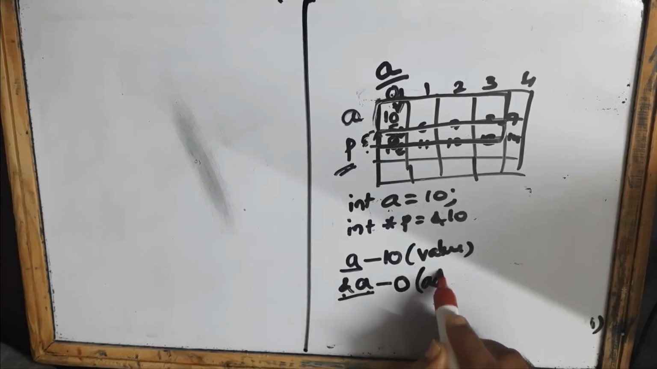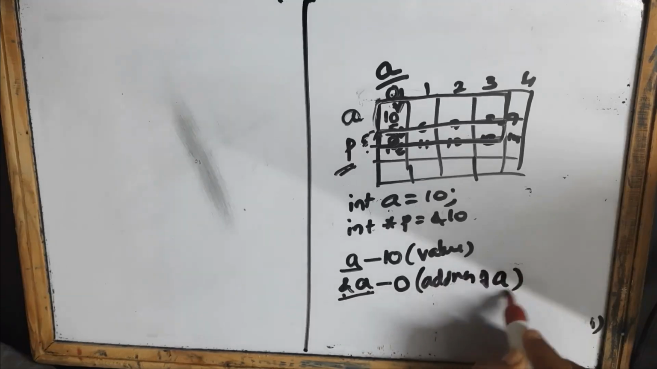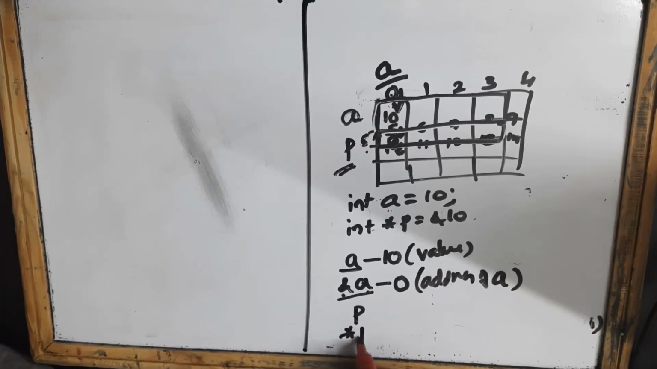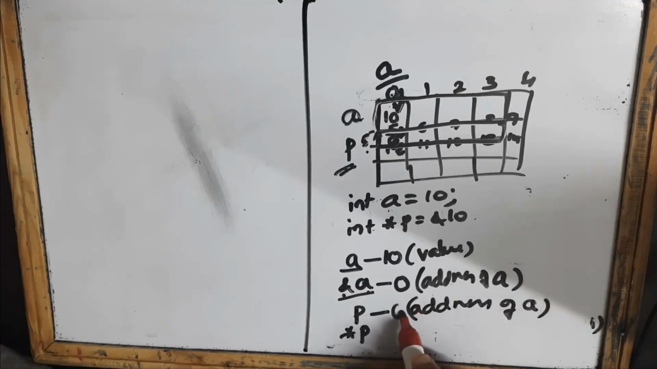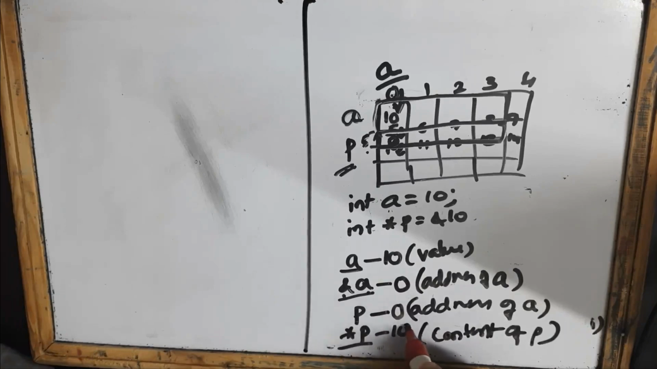That means the address of a. Okay. Then we will have p and *p. So p will give the address of a, here you get 0. *p means the content of p. That means you will get 10. Content of p is 10.